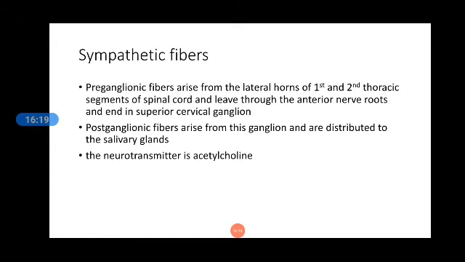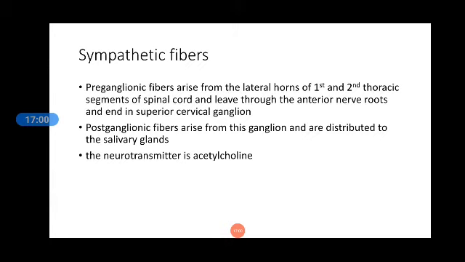Now we will see the sympathetic fibers. Here also the preganglionic fibers and postganglionic fibers are present. The preganglionic fibers arise from the lateral horns of the first and second thoracic segments of the spinal cord, leave through the anterior nerve roots and end in the superior cervical ganglion. Then the postganglionic fibers arise from this ganglion, the superior cervical ganglion, and are distributed to the salivary glands.